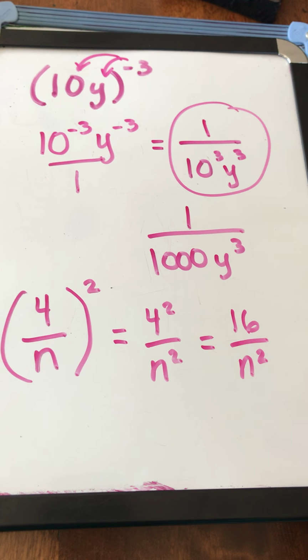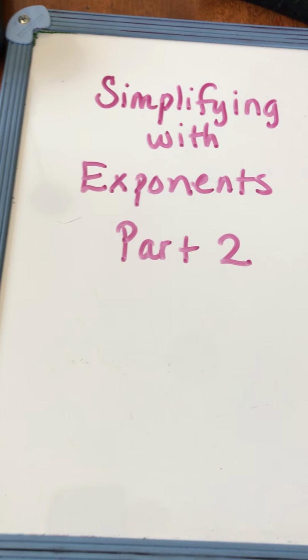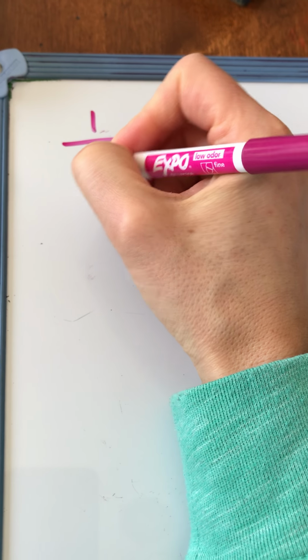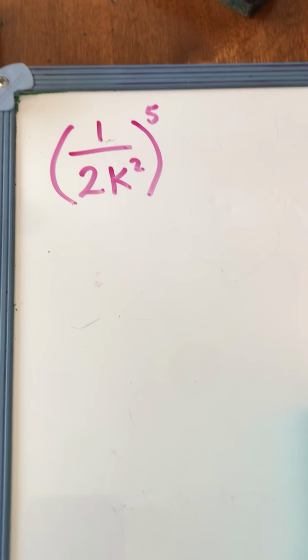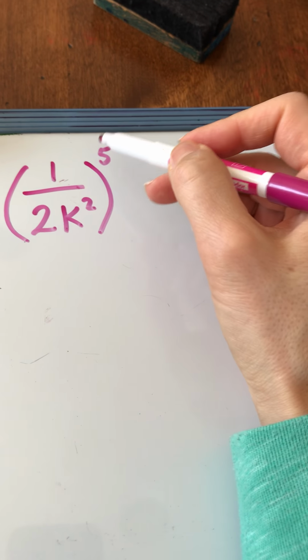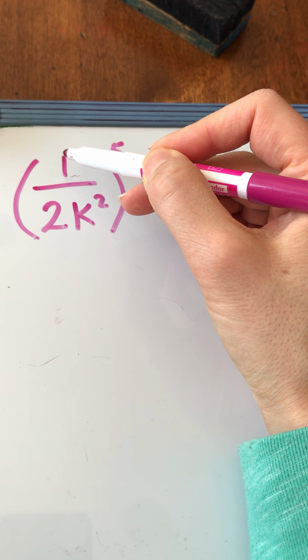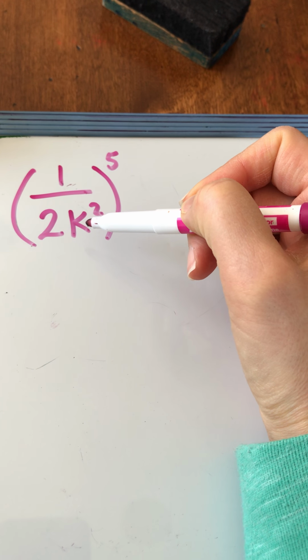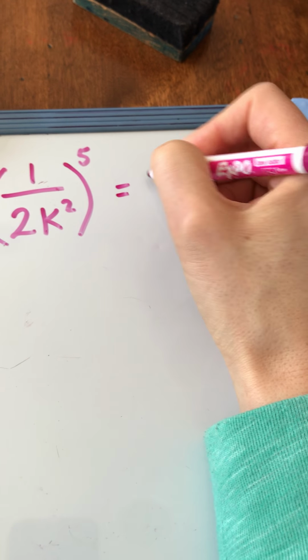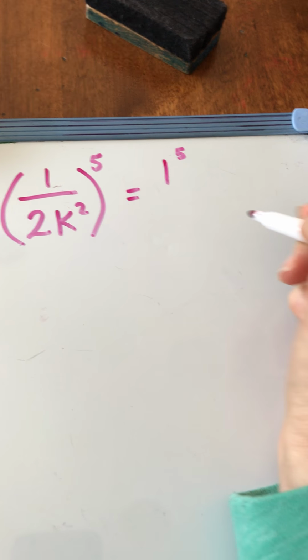Let's step it up a notch. I'm gonna use this board. Some more room. All right, so let's look at another quotient. We have to do a little bit more distributing. All of that raised to the 5th power. So again, anything in parentheses, we have to distribute that exponent to everything. Everything in the numerator and everything in the denominator. So it's going to go to the 1, it's going to go to the 2, and it's going to go to the k squared. So the numerator, pretty straightforward, just becomes 1 to the 5th.